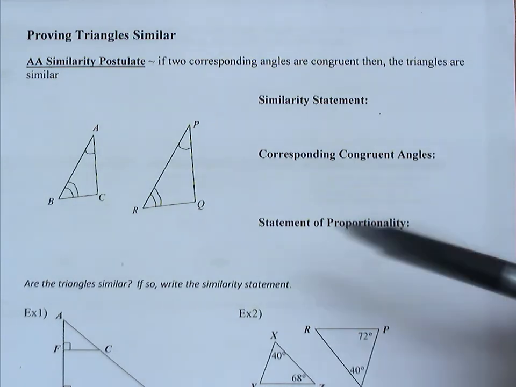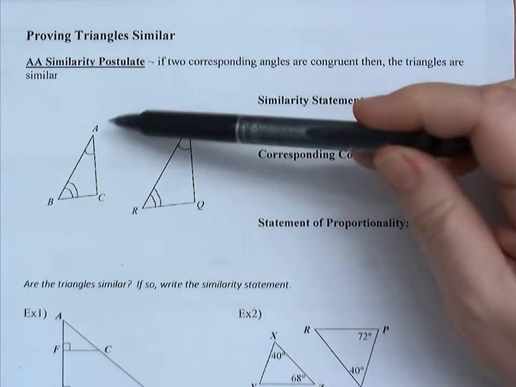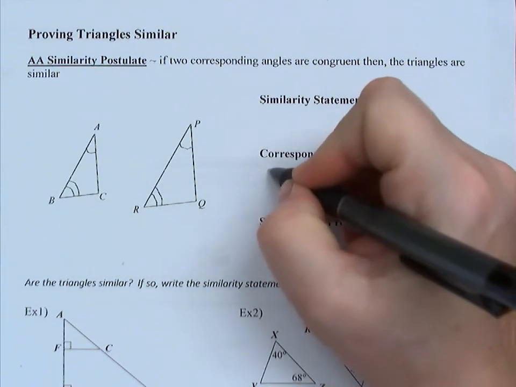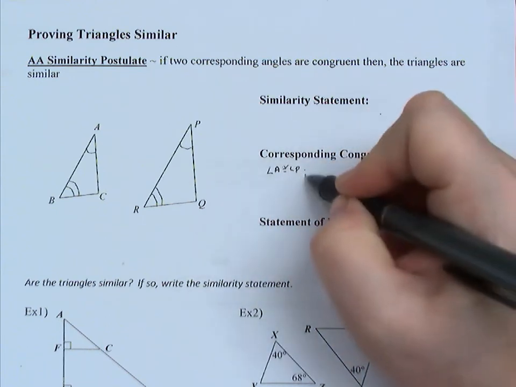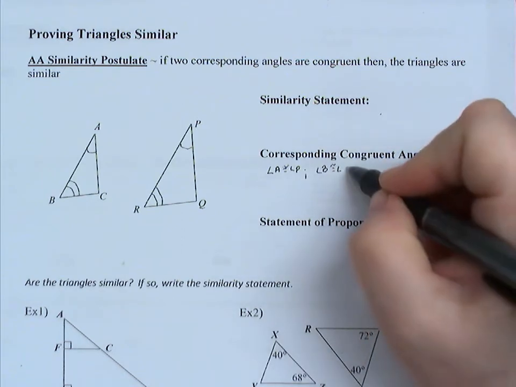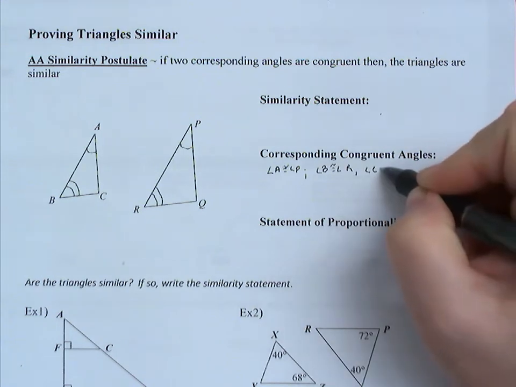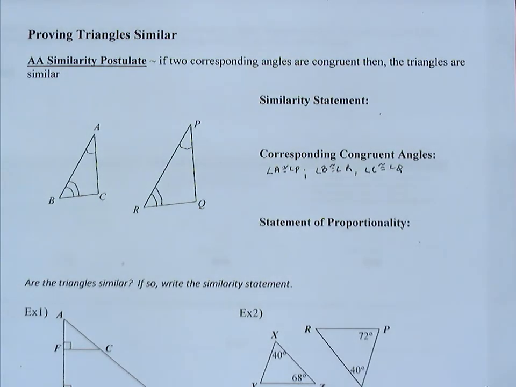So, looking at the picture here, I have corresponding angles B and R congruent, and I have corresponding angles A and P congruent. So I'm going to say angle A is congruent to angle P, and angle B is congruent to angle R, and angle C, therefore, is congruent to angle Q, because if two angles in a triangle are congruent to two angles in another triangle, then the third angle is also congruent. That is an earlier theorem.